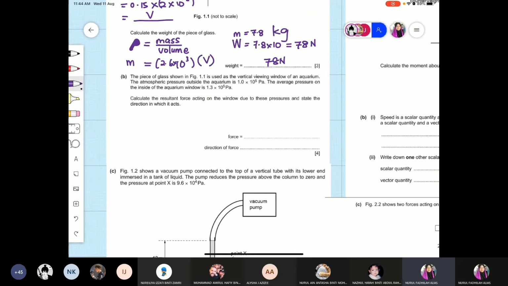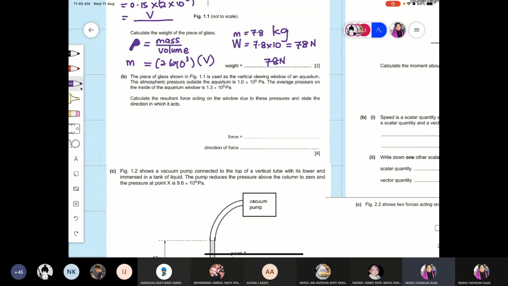Okay, the piece of glass shown in figure 1.1 is used as the vertical viewing window of an aquarium. The atmospheric pressure outside the aquarium is 1 times 10 to the power of 5 Pascal. The average pressure on the inside of the aquarium window is 1.3 times 10 to the power of 5 Pascal. Okay, ini saya tak sentuh lagi. Tapi, do you know how to calculate the resultant force acting on the window due to this pressure?